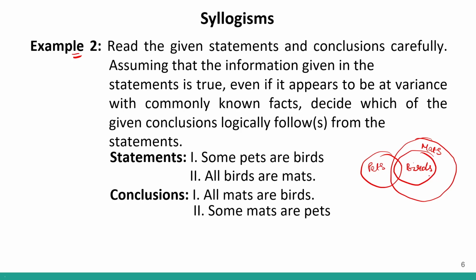Now let us come to the conclusions. Conclusion 1 says all mats are birds. So again, this is not true, because if you look at this portion over here, this portion is mat, but this portion is not birds, correct? This portion is mat, but this portion is not birds, this one. So therefore this is a false statement. This is not correct. Now it says that, let me draw again, okay?